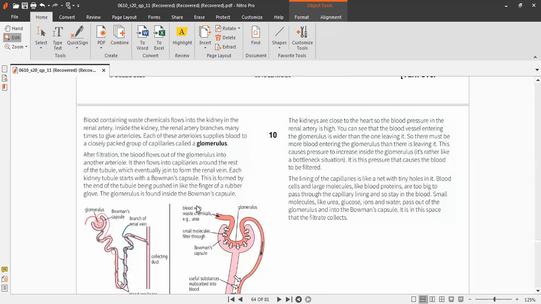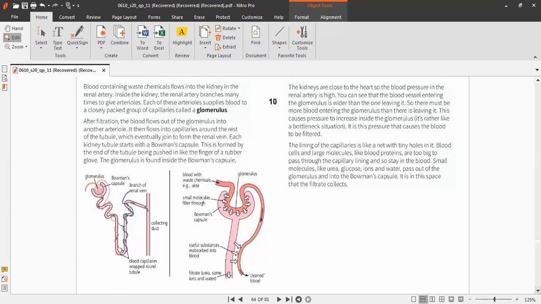Here is blood with waste chemicals, urea. So there must be more blood entering the glomerulus than there is leaving it. This causes pressure to increase inside the glomerulus. It's rather like a bottleneck situation. It is this pressure that causes the blood to be filtered.